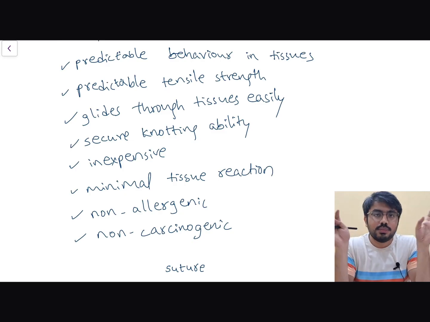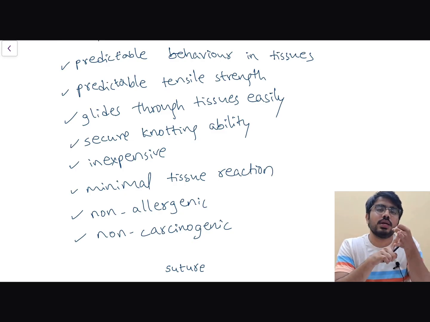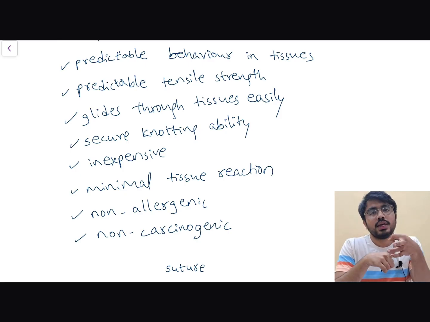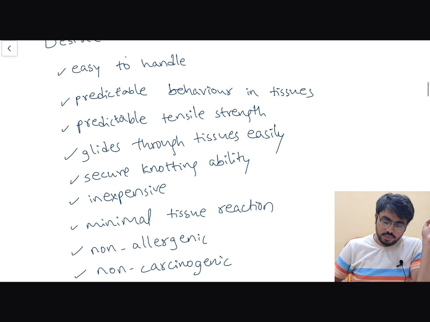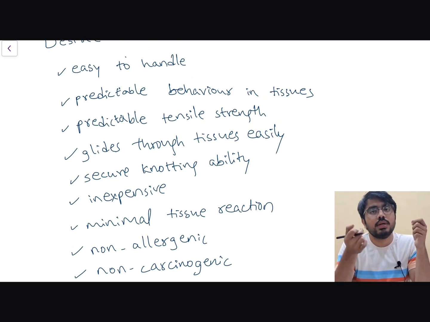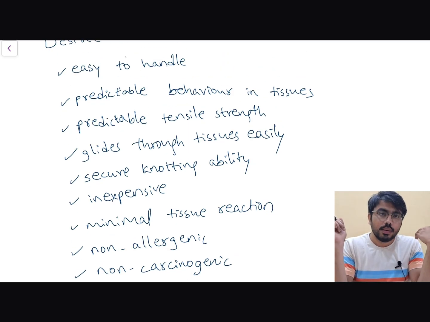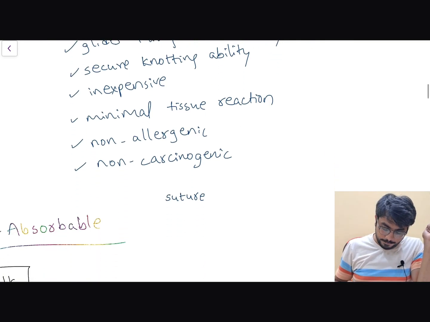Just to briefly outline the main points: it should be inexpensive, non-allergic, non-carcinogenic, easy to handle, have secure knotting ability, enough tensile strength, and predictable behavior in the tissue. There should be minimal tissue reaction. All these things you can remember.